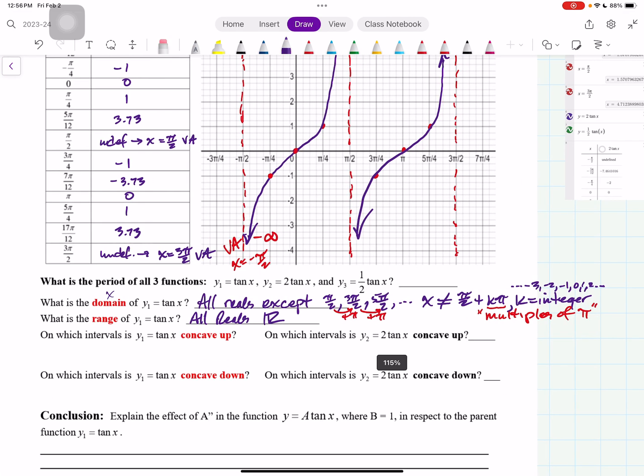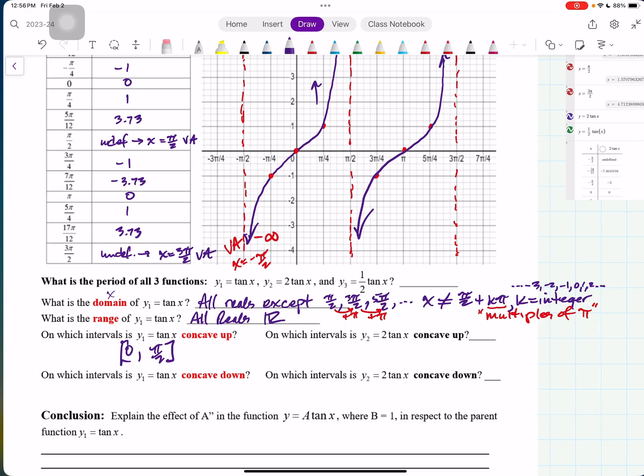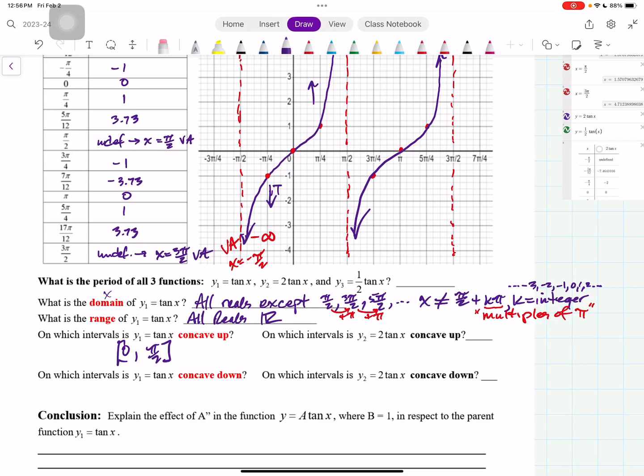Okay, where is it concave up? Concave up from 0 to pi halves. So 0 to pi halves. And then concave down, well, it's down from negative pi halves to 0. So from negative pi halves to 0.